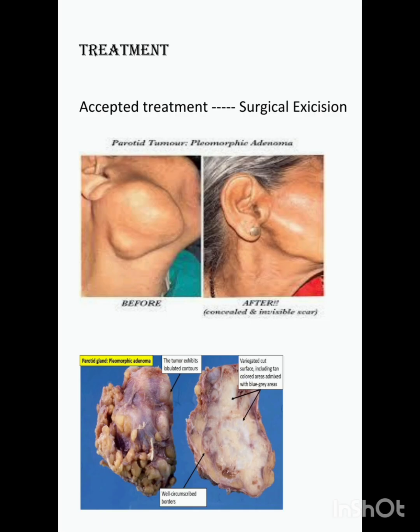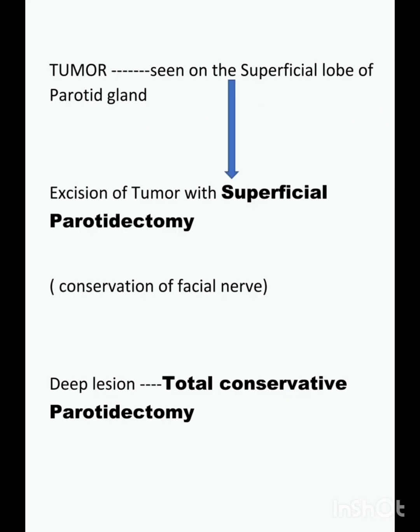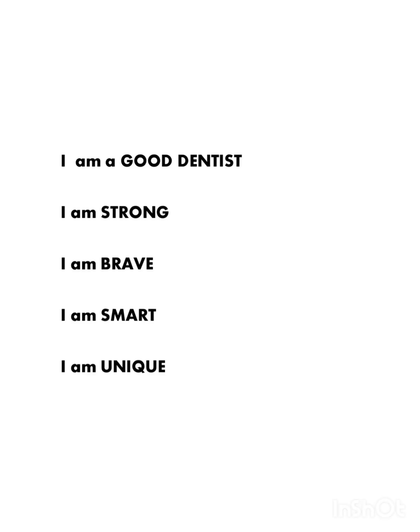Next, moving on to the treatment. In pleomorphic adenoma, the treatment of choice is surgical excision. If the tumor is located in the superficial lobe of the parotid gland, the recommended approach is tumor excision with superficial parotidectomy. For a tumor in the deep lobe, a total conservative parotidectomy is recommended to remove the tumor.